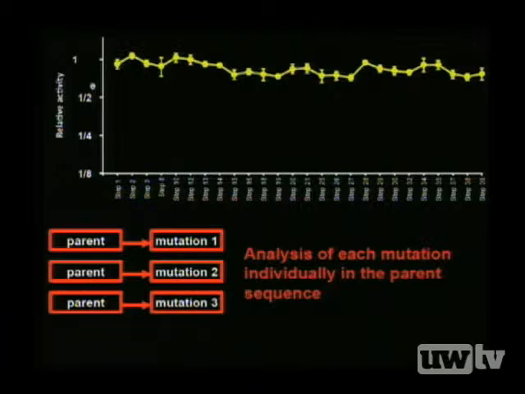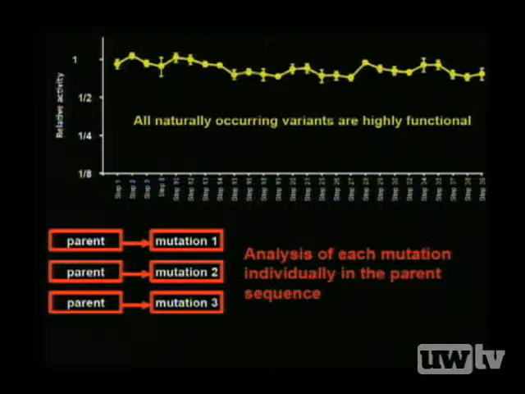The y-axis here is a normalized scale, and 1 is the value we measure for the wild type. What you see here is that all of these naturally occurring influenza variants have high transcriptional activity. They're all highly functional, and that's what we expected to see. If you remember the analogy I showed at the beginning of the talk, we believe that evolution proceeds through functional intermediates, and these mutations accumulate in a way that none of them hurt the virus that badly. So that's what we're confirming here. This is not that surprising.